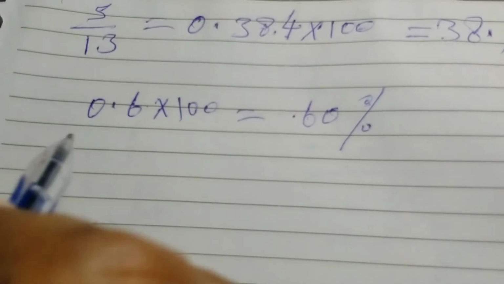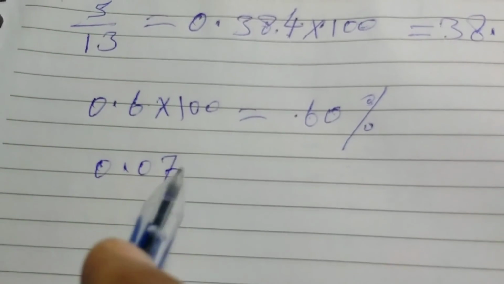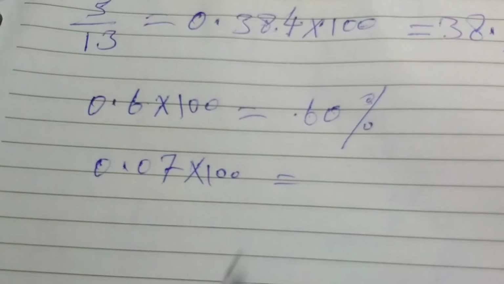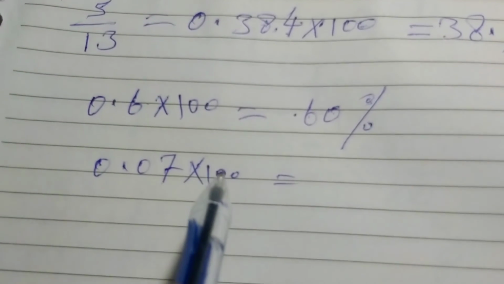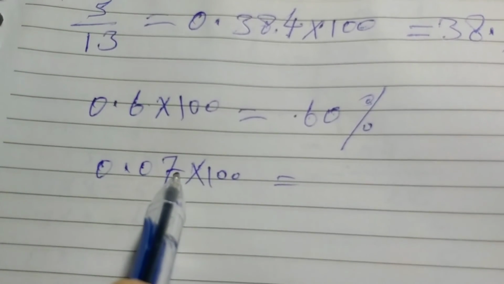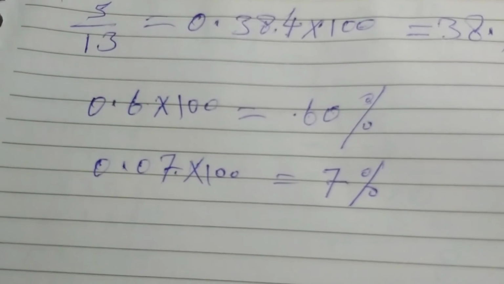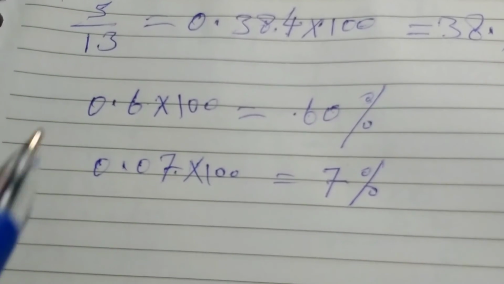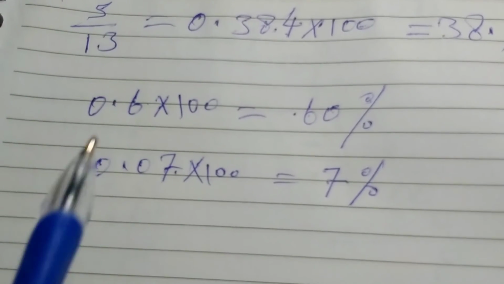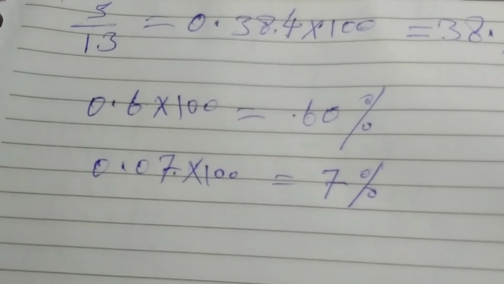Sometimes it is given 0.07. So multiply by 100, and it will be your percentage. Because the point will move two digits to the right side, 1 and 2, the point will be here, it will be 07, that is, 7. 07 means 7, so 7%. Clear, my dear? This is decimal into percentage. Decimal multiplied by 100, the answer will be the required percentage.